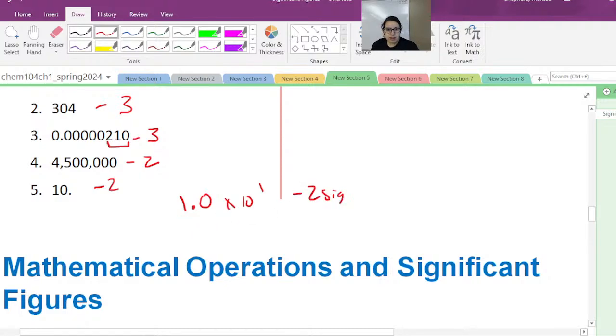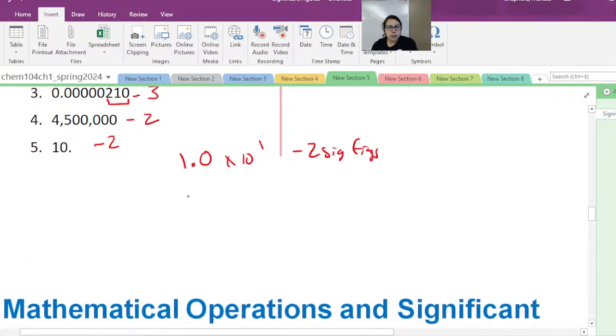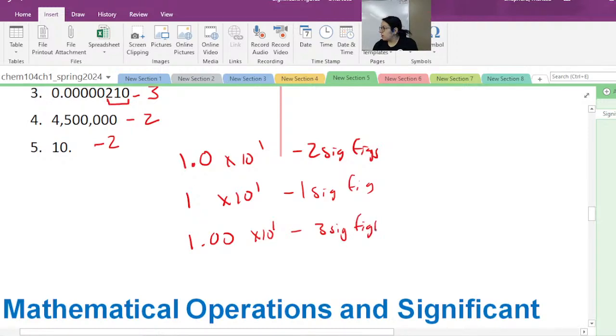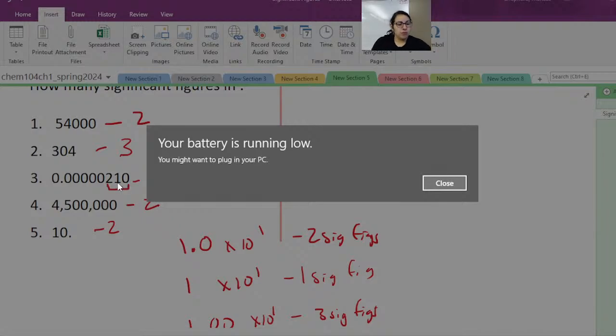And so we can practice. Sometimes scientific notation might be better if you're trying to show sig figs and you've got a lot of zeros. So if we do 1 times 10 to the 1, well, that's clearly 1 sig fig. We can do 1.00 times 10 to the 1, so now we have 3 sig figs. So just keep that in mind as another way to help. On number 3, the reason that last 0 is significant is because it's after the non-zero digits that are after the decimal.